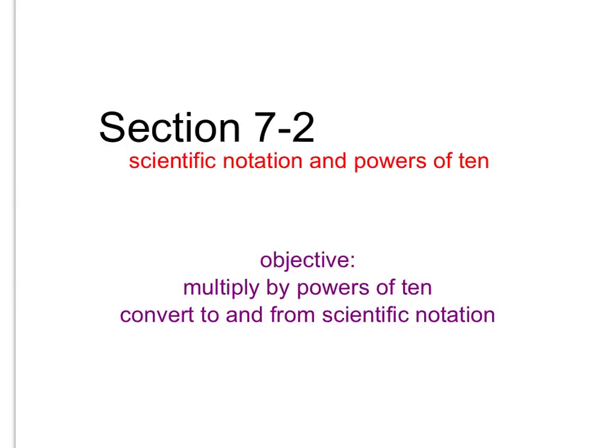Okay, so today we're going to talk about section 7.2, which is scientific notation and powers of 10. And so our objective today is to multiply by powers of 10 and understand what powers of 10 really are. And then our second objective is to convert to and from what we call scientific notation. And we're going to learn about what scientific notation is.